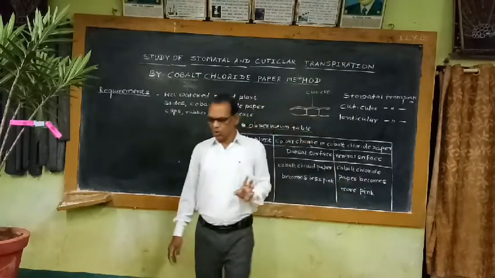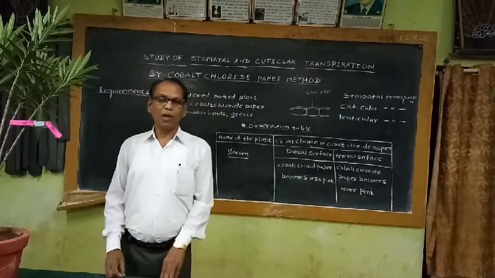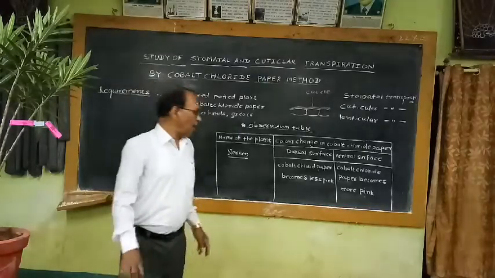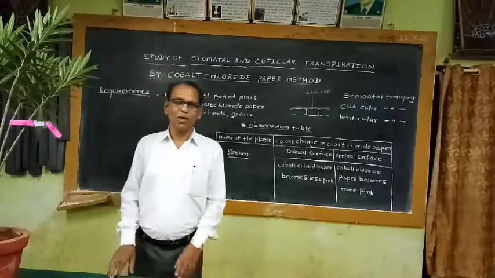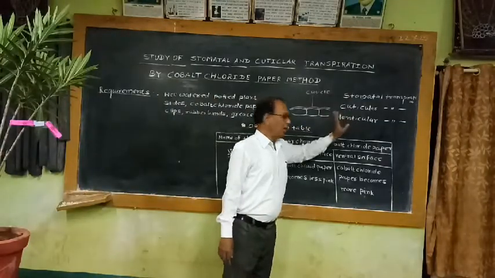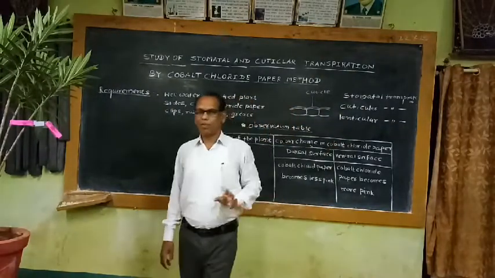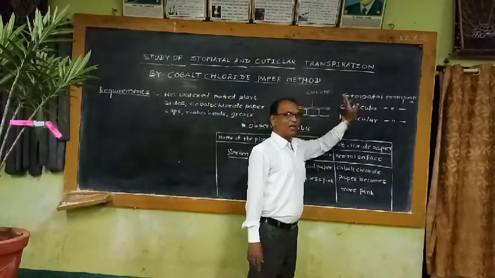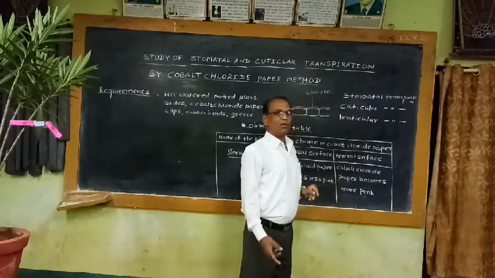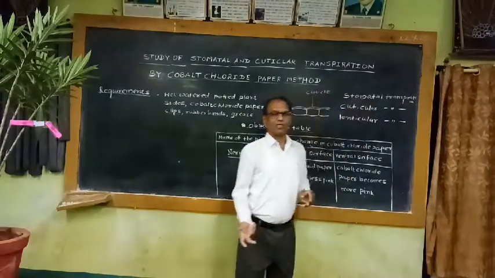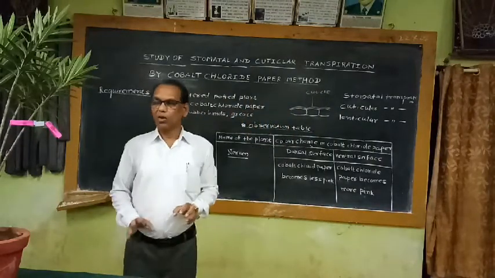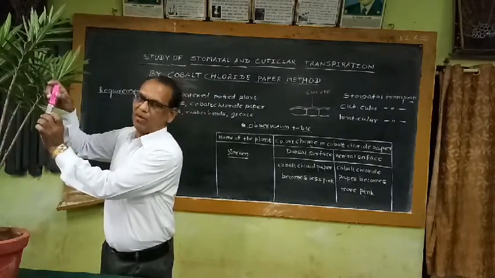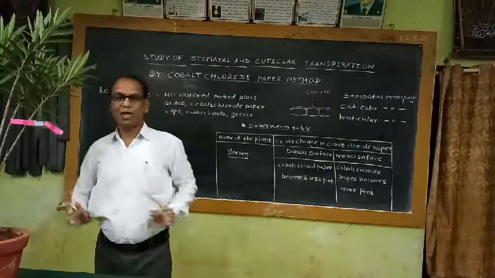more pink. So this change in the color of cobalt chloride paper was reported due to removal of water from the upper surface of the leaf through transpiration which takes place due to cuticle, and the lower side paper becomes more pink because on the lower side more stomata are present. They take part in the removal of water. That means they take part in stomatal transpiration, and due to this, the lower paper becomes more pink, and the upper side paper becomes less pink.